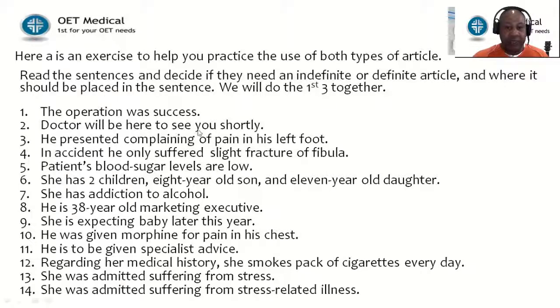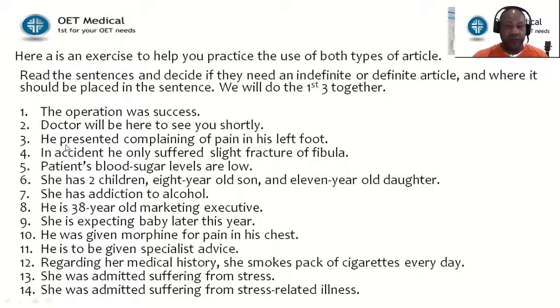Doctor will be here to see you shortly. Well, we're talking about the doctor who's coming to see you, not any other doctor. So the doctor will be here to see you shortly, meaning the doctor who is attending to you, not another doctor.